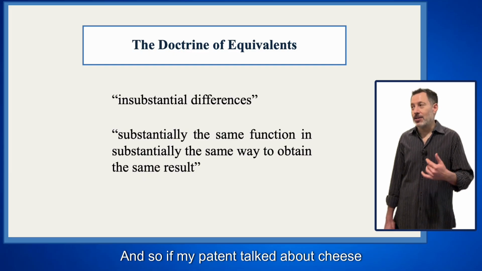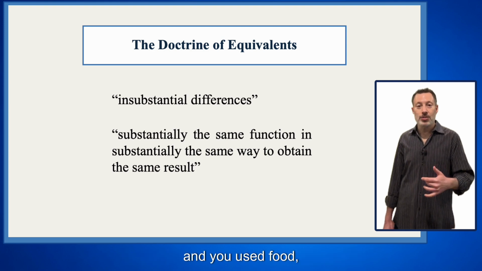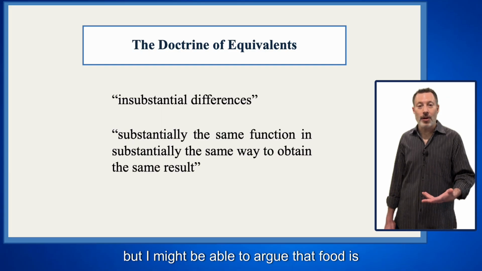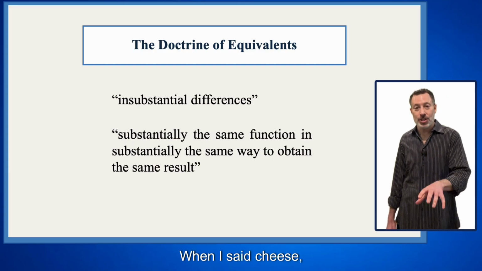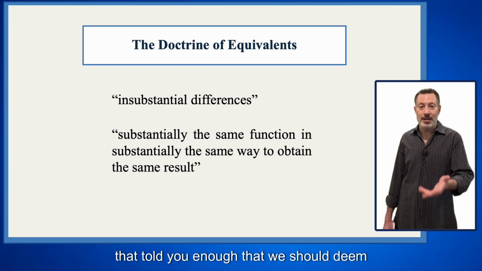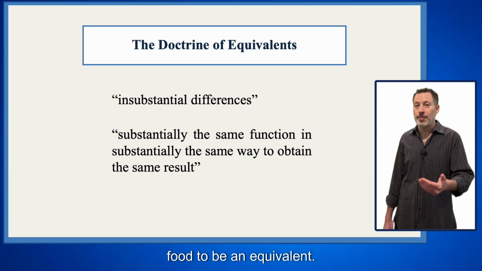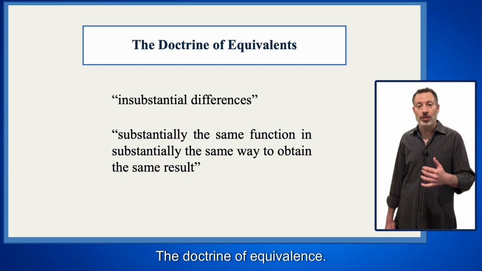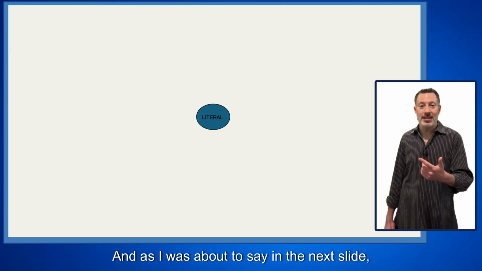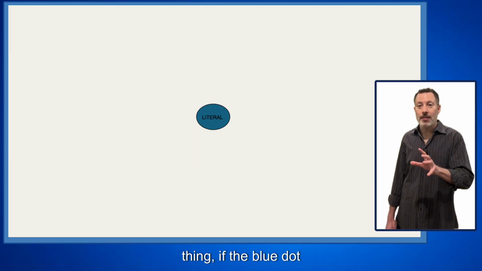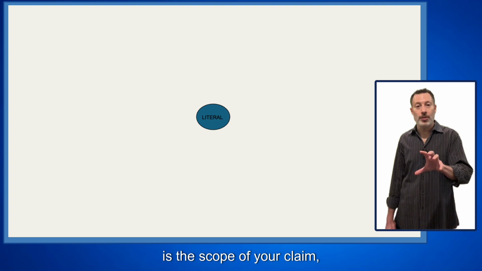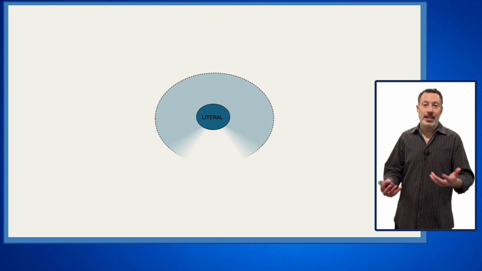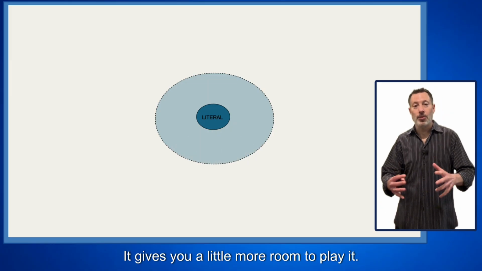And so if my patent talked about cheese and you used food, I can't argue that food is cheese, but I might be able to argue that food is close enough. When I said cheese, that told you enough that we should deem food to be an equivalent. In this context, it's not always equivalent, but in this context it is. The doctrine of equivalence. And just to make sure we're picturing the same thing, if the blue dot is the scope of your claim, literally what your claim covers, the doctrine of equivalence gives you a little more. It gives you a little more room to play in.